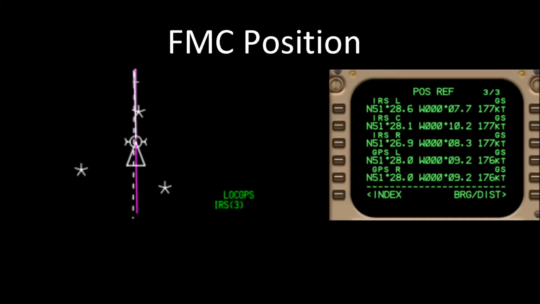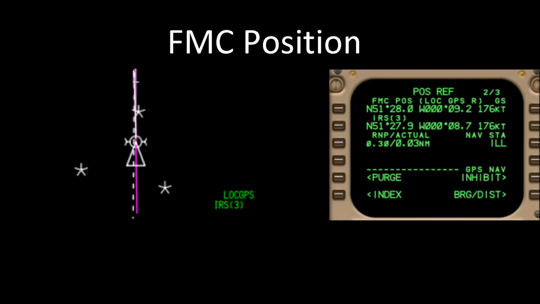Here's an example approach showing how the FMC derives its position. We have the 3 IRS snowflakes, and the aircraft is preferring the GPS position. But also it can use, if I go to progress page 2, a nav station, in this case the localizer for the ILS. Whatever updating is taking place will be shown on the bottom right of the nav display. You see it says LOC GPS, and that is the FMC's most accurate position on this particular approach.